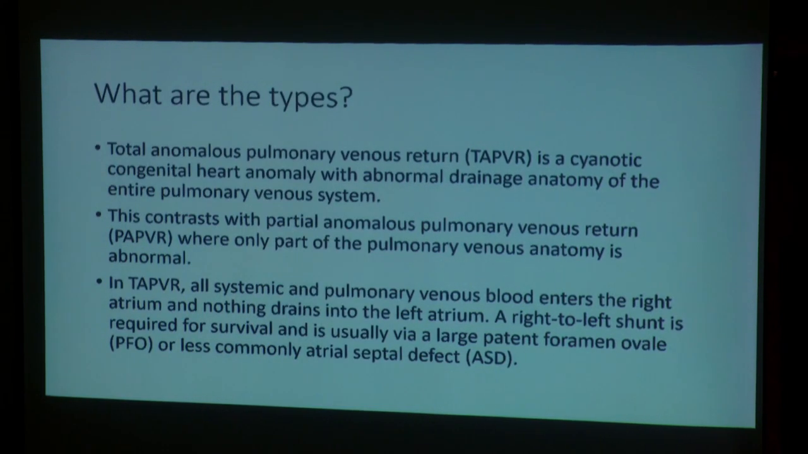Okay, the type is a cyanotic congenital heart disease with abnormal drainage anatomy. This contrasts with what other type? The other type is the partial anomalous pulmonary venous return, where only part of the pulmonary circulation is abnormal, and the other part is normal. Okay, in TAPVR, all the systemic and pulmonary venous return goes to the right atrium and nothing drains to the left atrium. So a right to left shunt is very essential. Okay.